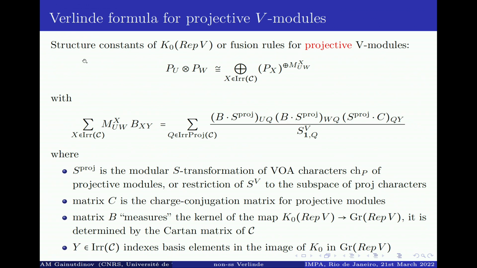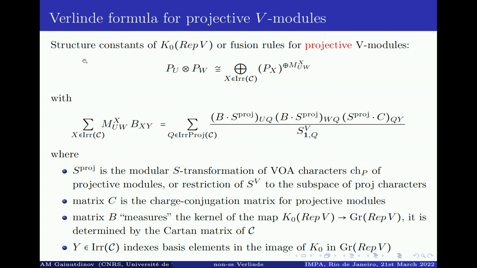And if that conjecture holds, then we have the following Verlinde formula for these multiplicities of projectives. You see this M_UWX, modulo this B, I will explain it. It has the same structure as the classical Verlinde formula. But here S projective is the matrix of elements of the modular S transformation of projective characters. C is just the charge conjugation matrix for projective modules.